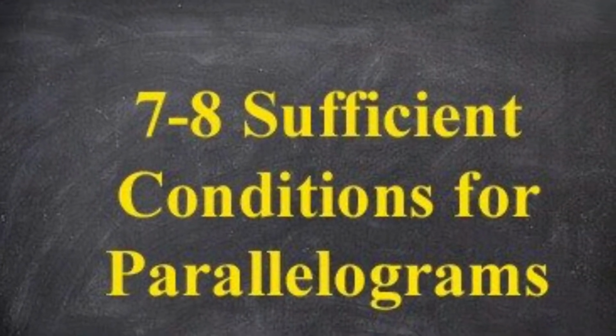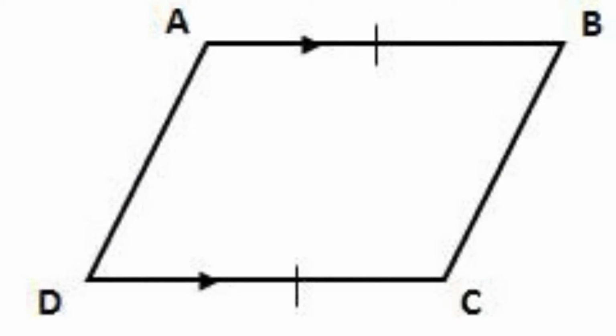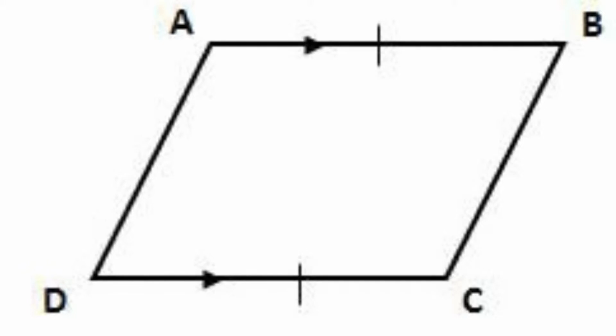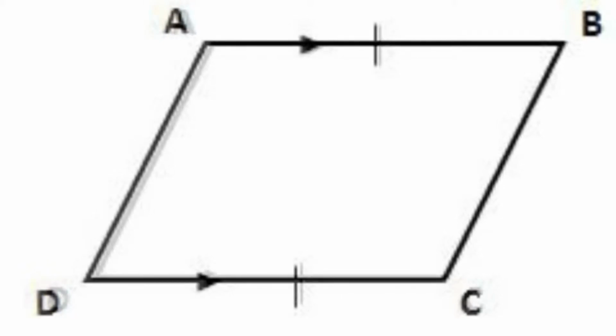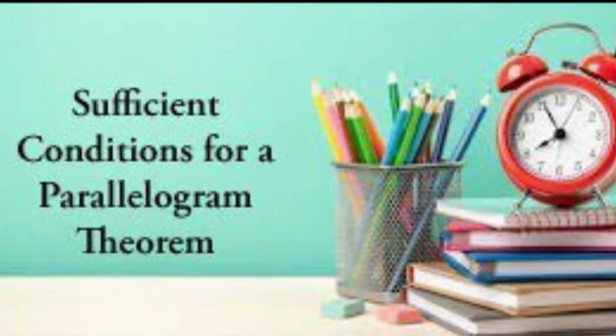7-8. Sufficient conditions for parallelograms. A parallelogram is a quadrilateral that has one pair of sides that are both parallel and congruent. This can be seen in the example above. The figure has at least one pair of sides that are parallel and congruent.